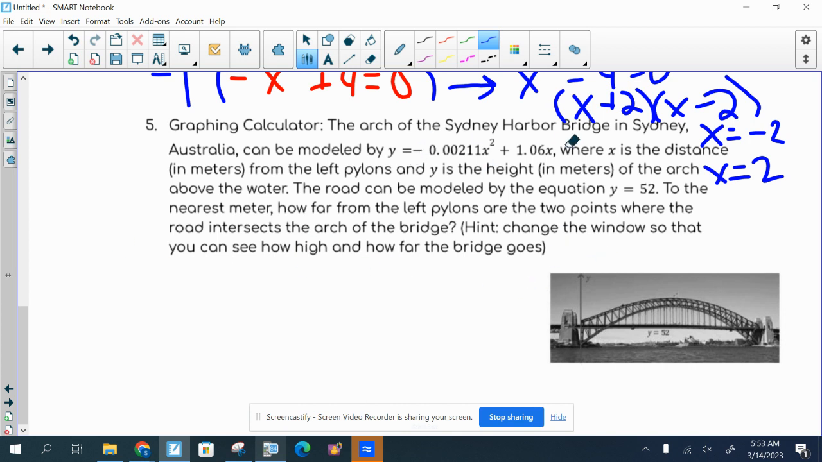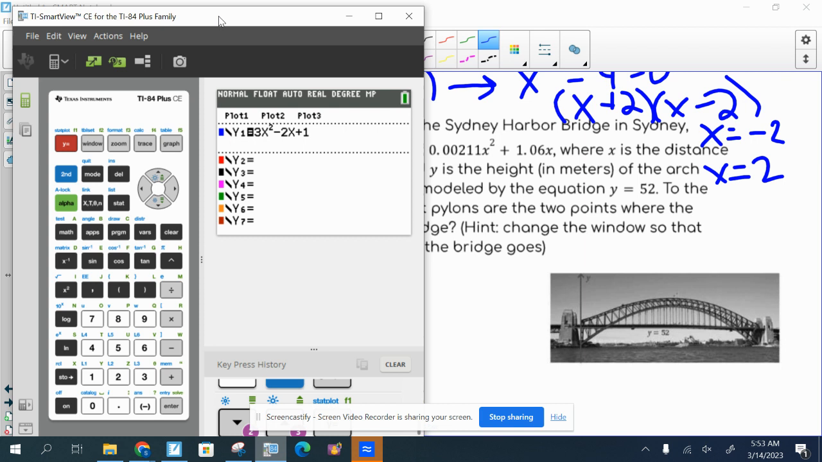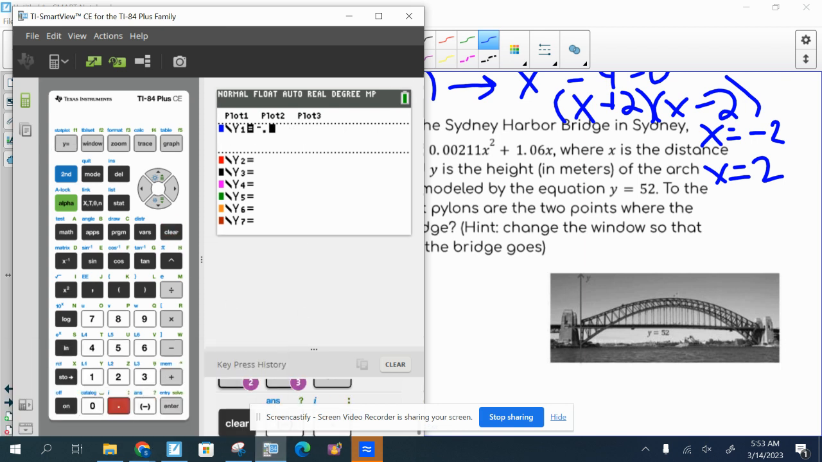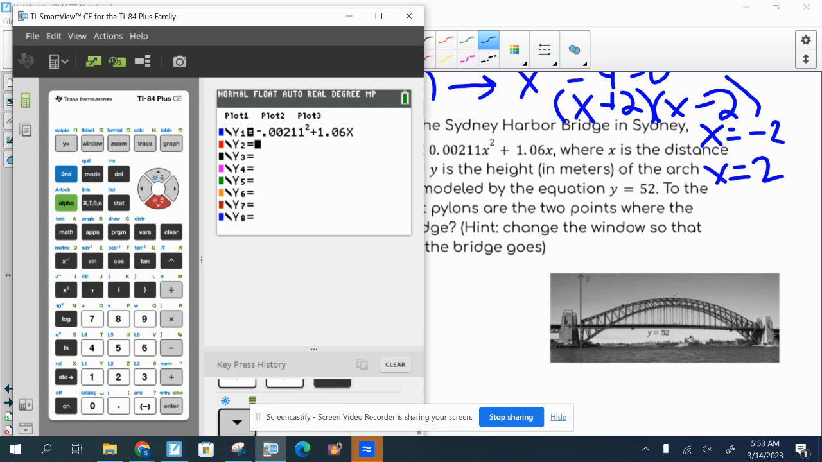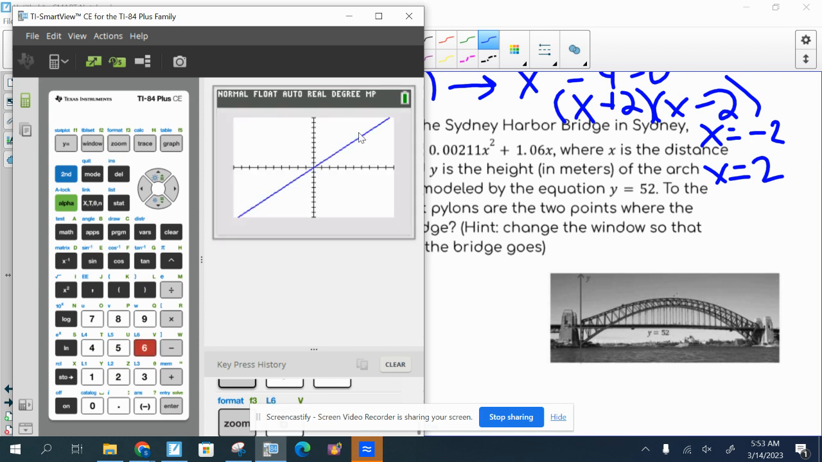So I'm going to type this one into y1 and this into y2. So negative 0.00211 x squared plus 1.06 x, and then the other one would be 52. So if I just do zoom 6, okay, we're not going to be able to see what's there. We're going to have to at least go as high as 52.